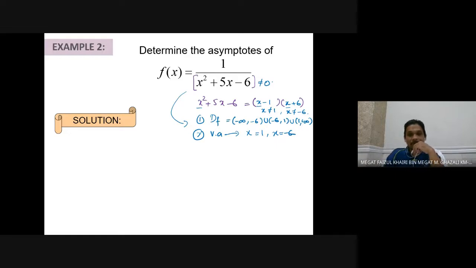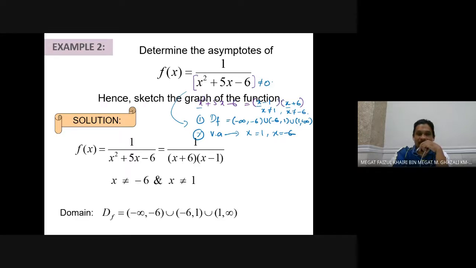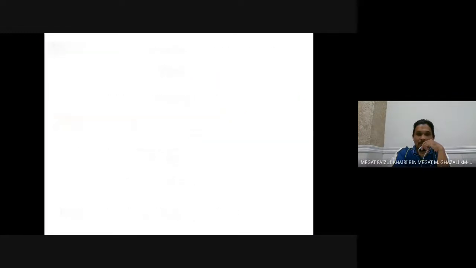Okay, so automatically you will get two pieces of information from the denominator: the domain, and the second thing is the vertical asymptote. So that is the domain then. Sketch the graph of the function.